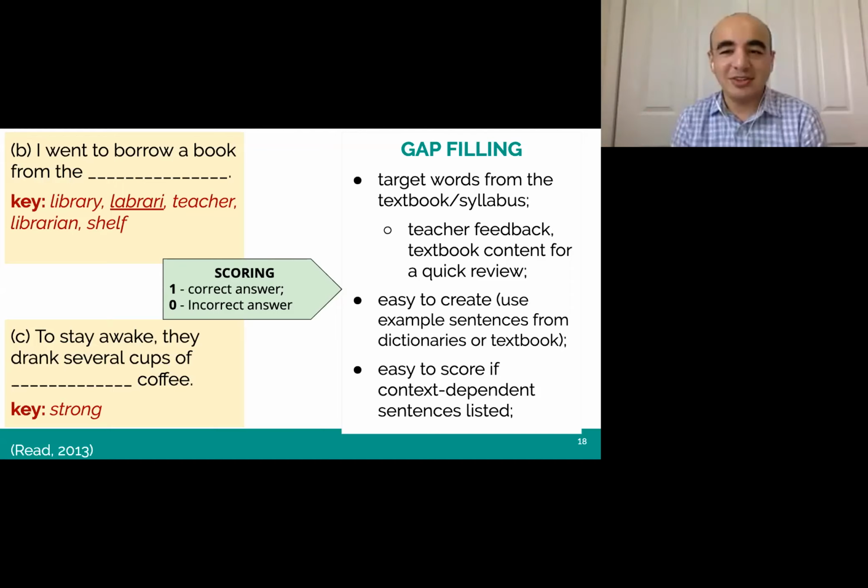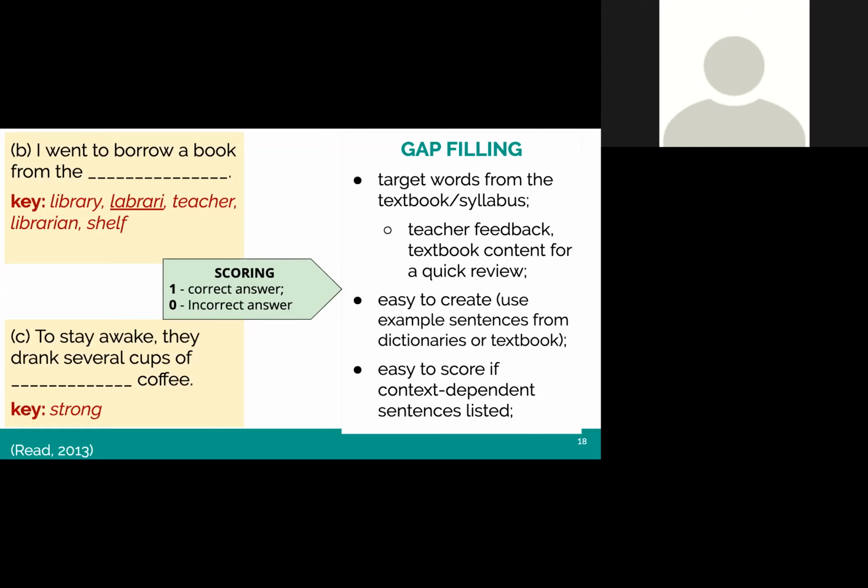Charles, go ahead. For example, if you say here, in scoring, for each correct answer the student gets 1, and for an incorrect answer gets 0. Here I would like to ask you again one question. In our sentence B, if the student just writes library with an I instead of a Y, should we consider it as a correct answer or not? Because of his spelling mistake.